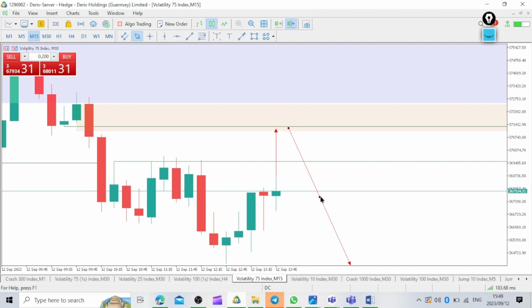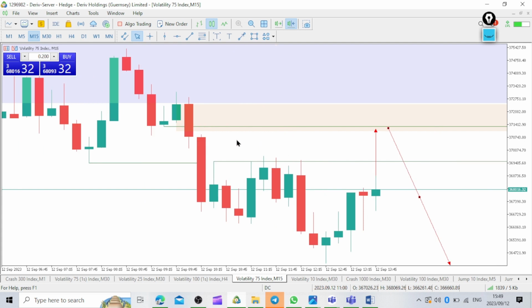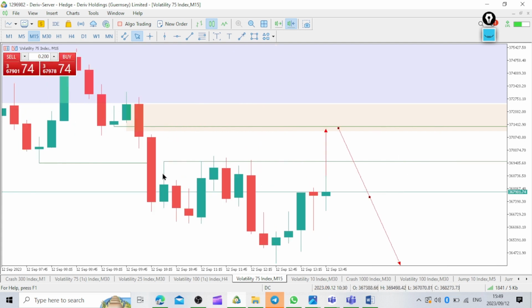VIX 75. Yeah, it's going up, and what we want is to start selling here. Start selling here. Okay, we have two entries.